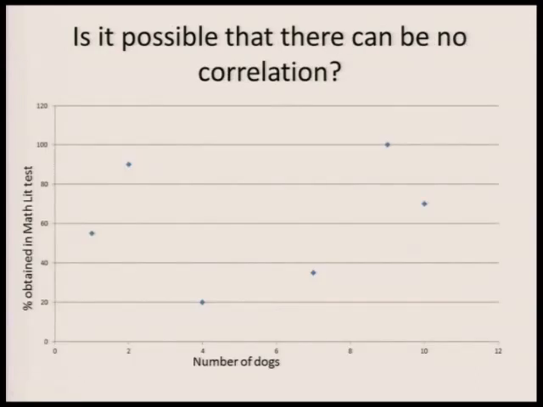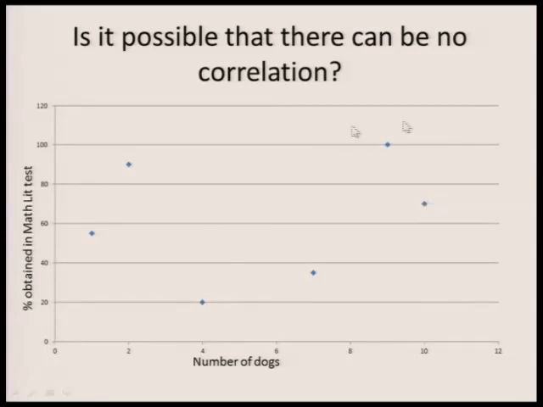Is it possible that there can be no correlation? Yes, it is possible that there can be no correlation. In this example I've got here for you, I'm showing the percentage that was obtained by learners in a math test, and I'm correlating it with the number of dogs that the person is in fact owning. Here you can see a person owning 4 dogs getting 20% for the math lit test. Here you can see a person owning 2 dogs getting 90%. On that side, here is the person with 10 dogs getting 70% for the math lit test.